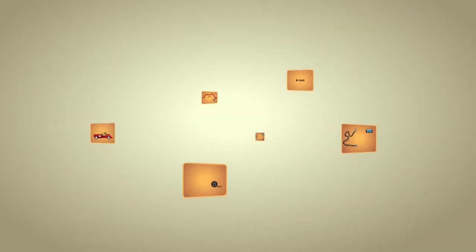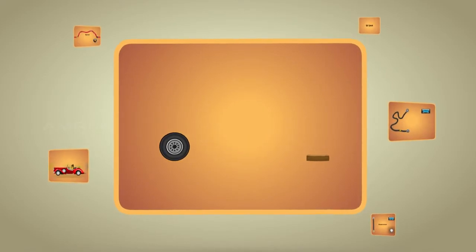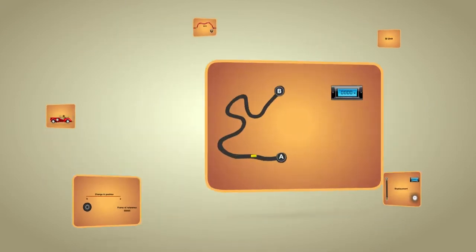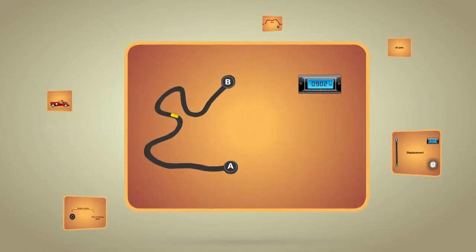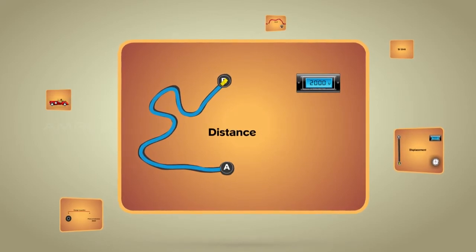Things to remember. Motion is the change in position of an object with respect to a frame of reference. The length of the path travelled by a moving object is called distance. Distance is a scalar quantity.